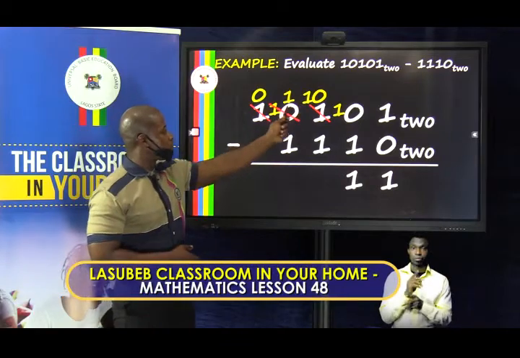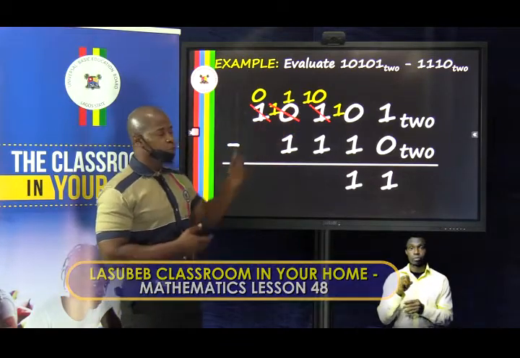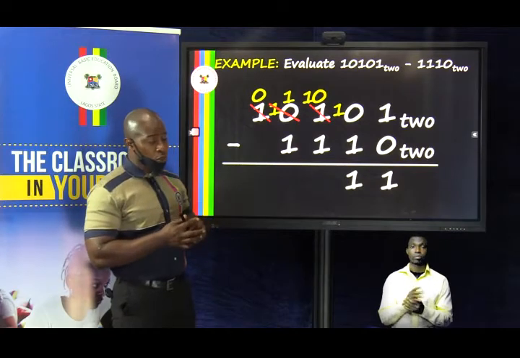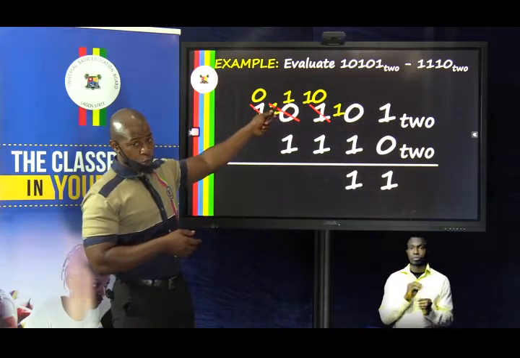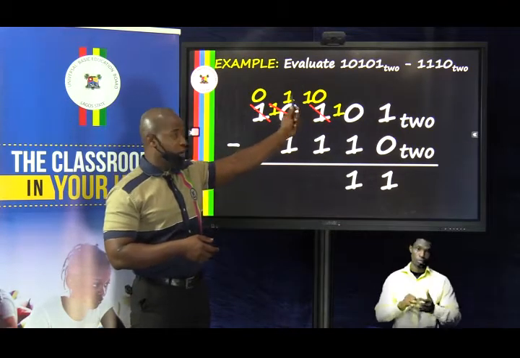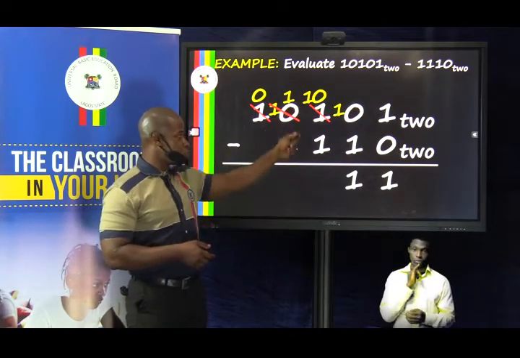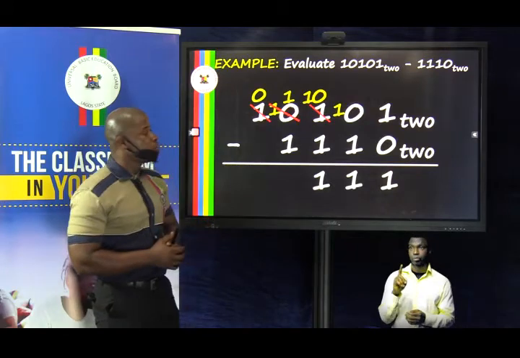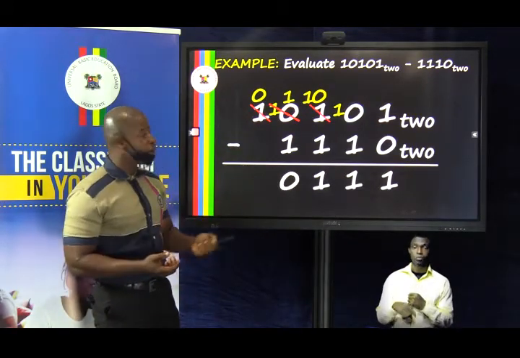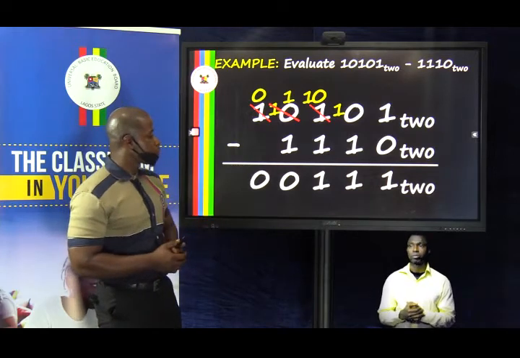Then we borrow 1 from this man, and when you borrow 1 from 10 in base 2, 10 base 2 minus 1 in base 2, remember that you'll be left with 1. Now the 1 that you have borrowed from here, you're going to put it beside the 0 here. Now you have 10. Now 10 base 2 minus 1 base 2 is 1 base 2. Then 1 base 2 minus 1 base 2 is going to give you 0. And then this 0 comes down.